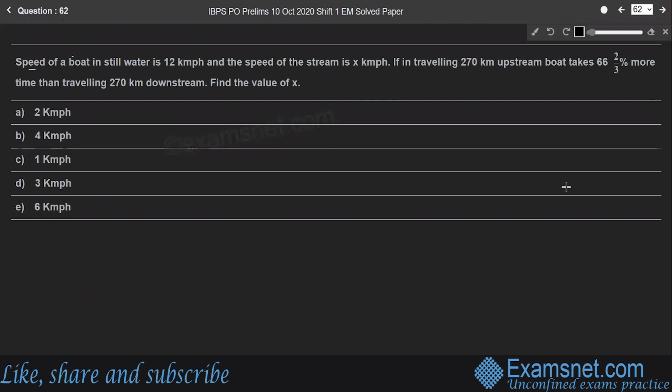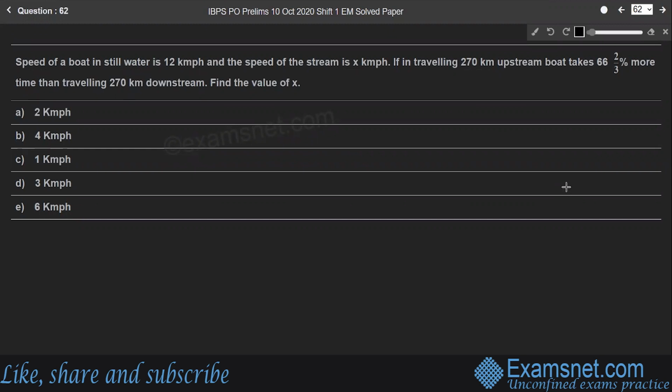Question 62. The speed of a boat in still water is 12 km per hour and the speed of the stream is x km per hour. If in traveling 270 km upstream, the boat takes 66 and 2 by 3% more time than traveling 270 km downstream, find the value of x.